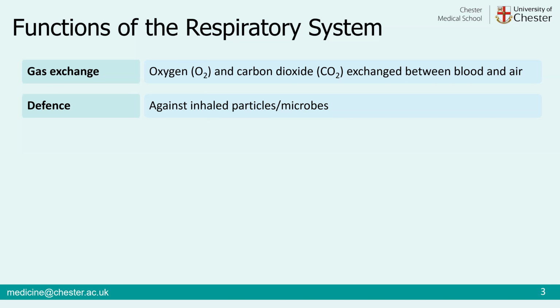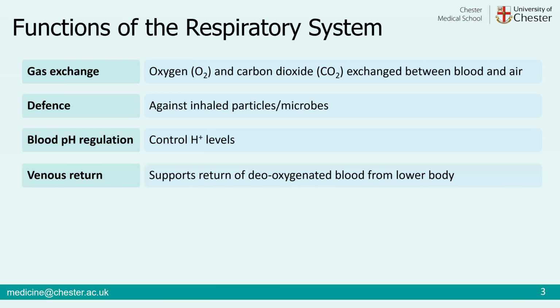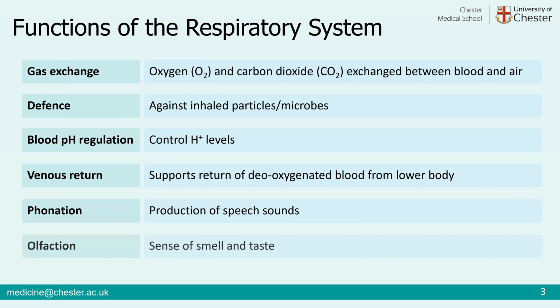So we have a number of different mechanisms as we go through the respiratory system that are there to provide that defense. It's involved in blood pH regulation. That's not something we're covering today, but you will cover that throughout the block, of how that works. It enhances venous return, so in terms of returning blood to the heart. So we know that the cardiovascular and respiratory systems work together in lots of ways. It's involved in the production of speech sounds and also olfaction, so the sense of smell and taste.